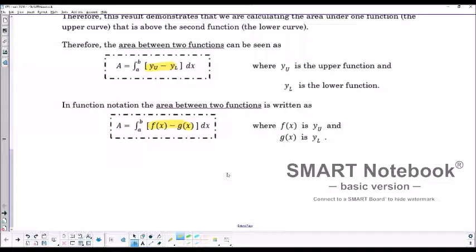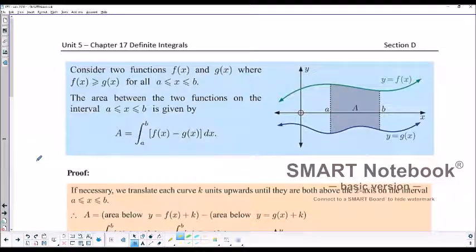So let's take a look at how all this works. If we see two functions like this, where y equals f of x is the top or upper function and y equals g of x is the lower function, then as it turns out, the area between them is just the difference between them. We would integrate that and evaluate at a and b, and then we would find that area.